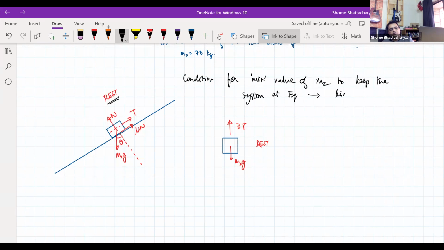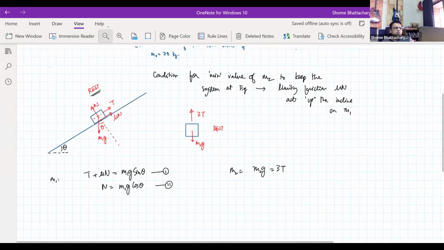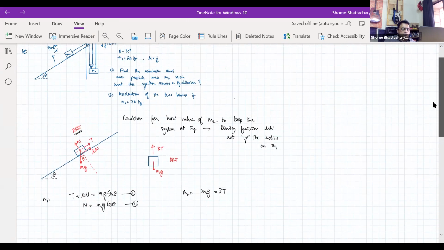Is that limiting friction mu n, or whatever mu n, acts up the incline on M1. So for M1, you can see the free body diagram equations are that T plus mu n balances the weight sine component. Okay, this angle is theta. And n balances the weight's cos component. And for M2, the condition is that the weight is balanced by 3T. Okay, because as you can see in the diagram, there's a combination of pulleys acting in such a way that a total of 3T tension is acting vertically upwards on this block.